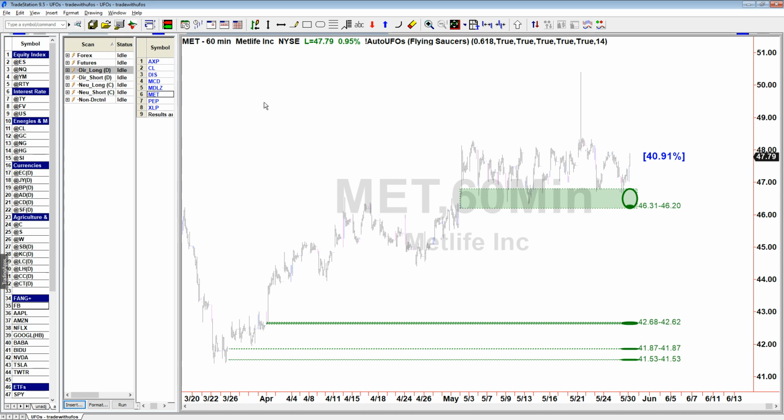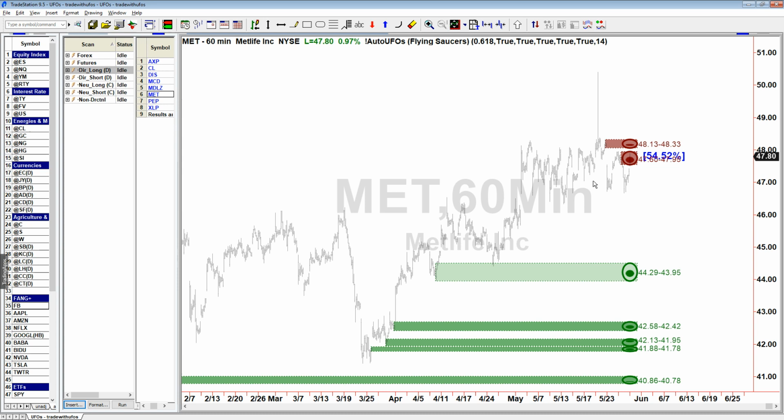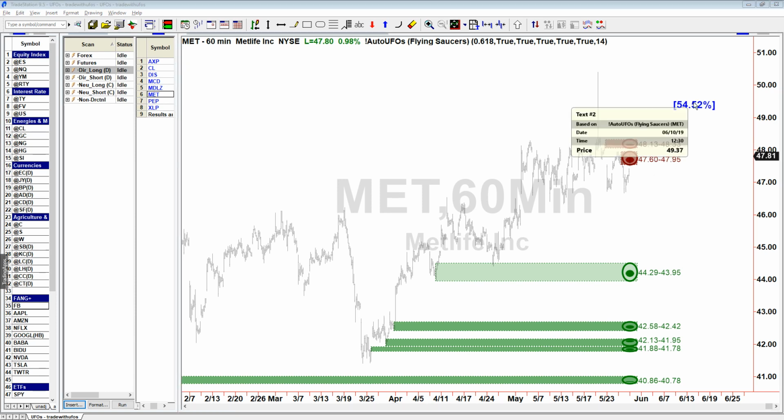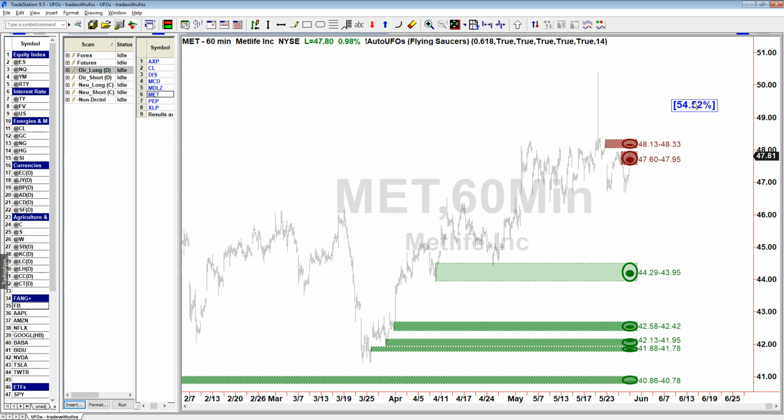Okay, so looking at what we have here, we got 40% probability if we look at MET in the 60-minute time frame with pre-post market. Regular session is providing 54. So certainly MET seems to be a stock to be charted and analyzed using the regular trading hours, not the pre and post market.